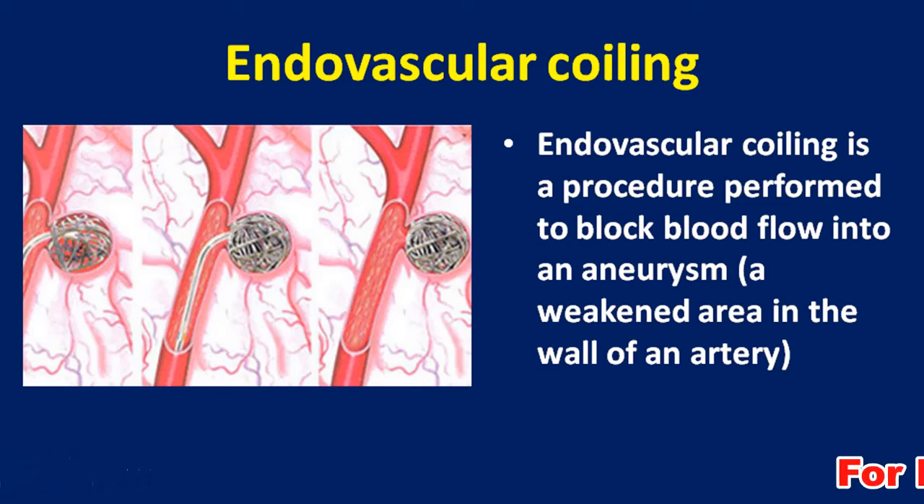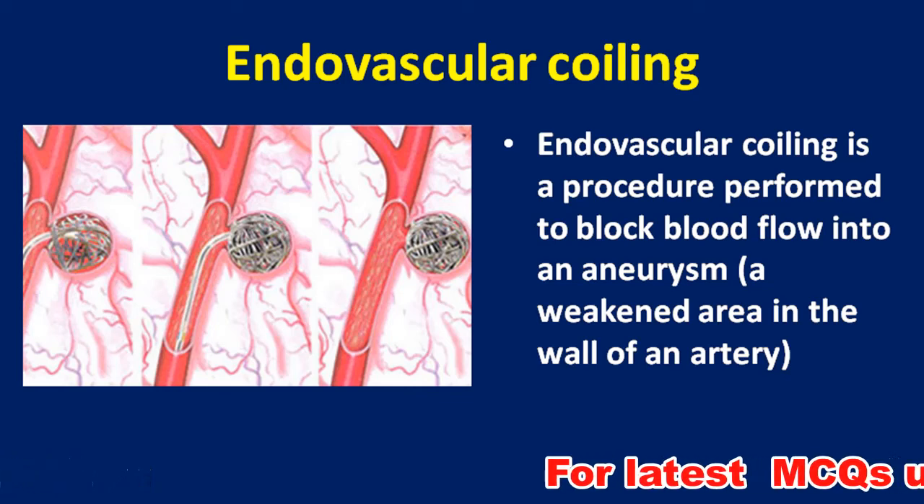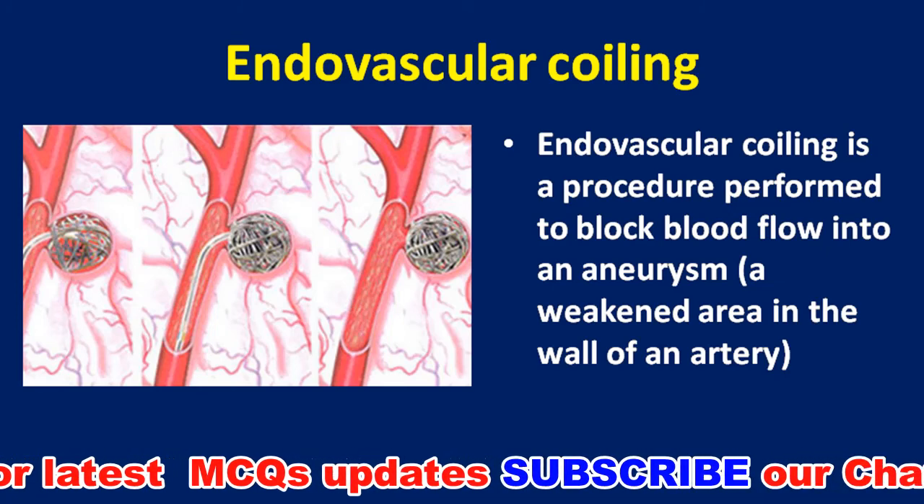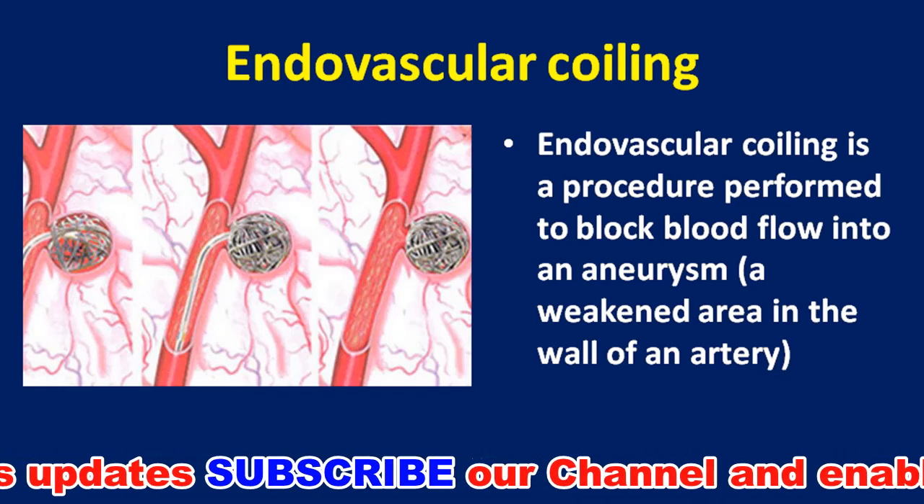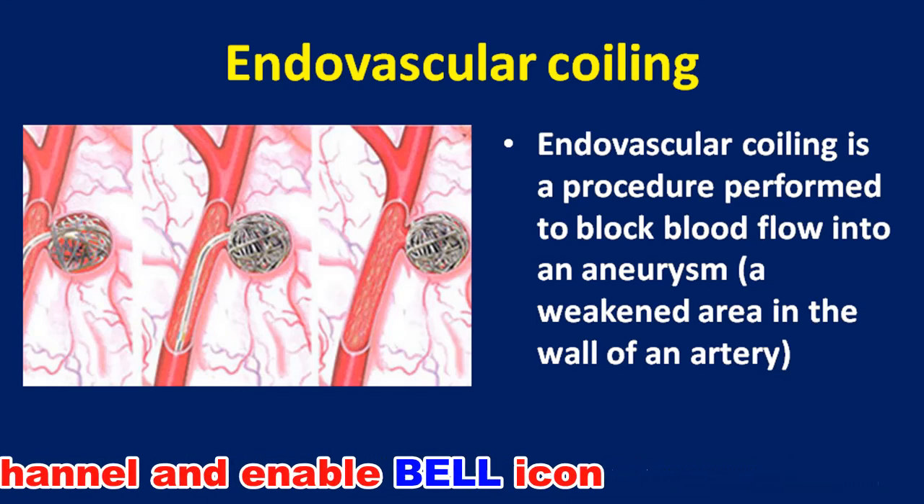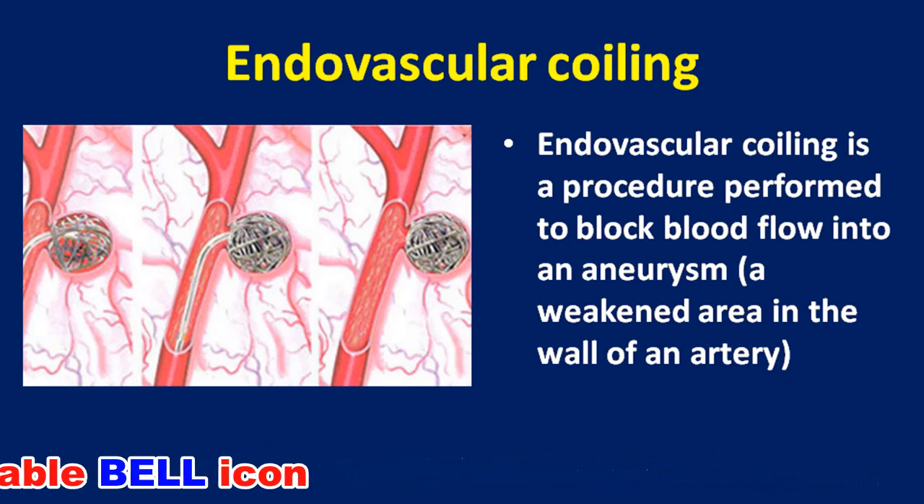Aneurysm means a weakened area in the wall of the artery. So dilation happens, and that is known as aneurysm. So we insert coils through the blood vessels and fill the aneurysm, and the procedure is known as endovascular coiling.